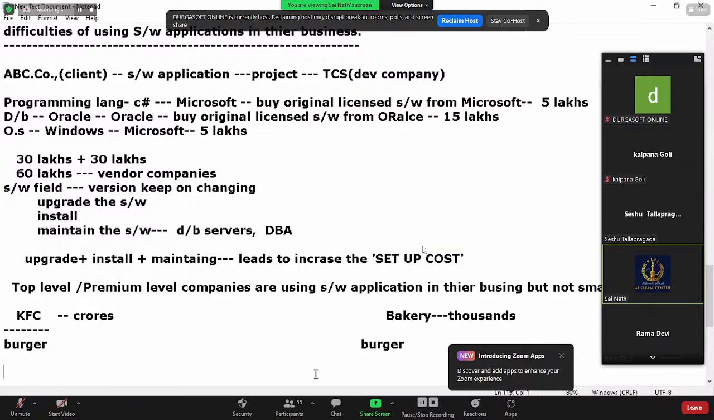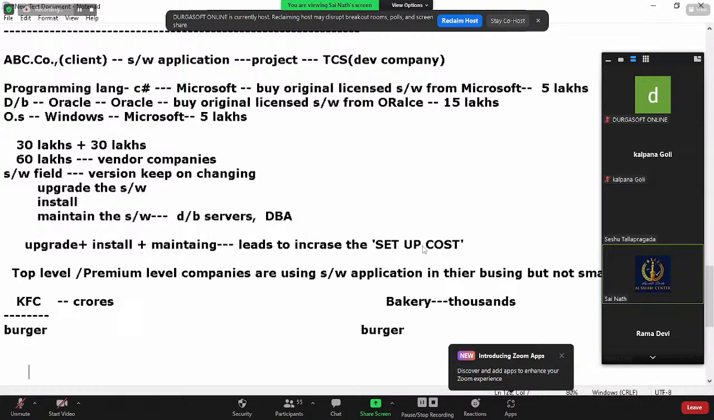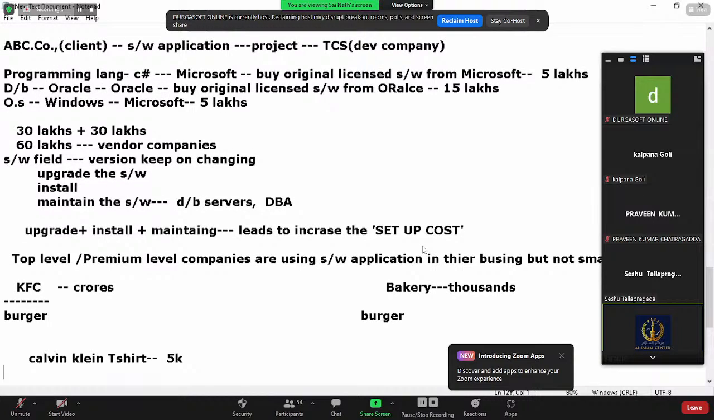For your better understanding, I'm giving a simple example about this. Suppose I wore a Calvin Klein t-shirt. What is the company t-shirt I wore now? Branded, Calvin Klein. This company t-shirt cost is 5,000 rupees now. Tell me how many people can afford a small, just a t-shirt that costs 5,000 rupees. Out of 100 people, maximum 5 people. Yes or no? Okay. This company is getting how much business? 25,000.